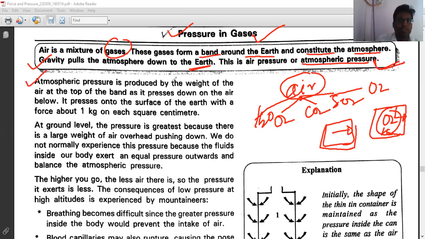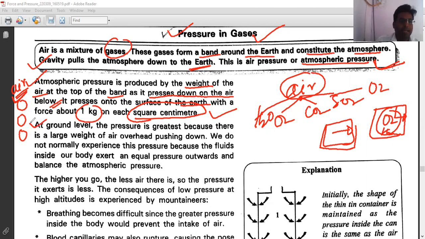So now look at the next point. Atmospheric pressure is produced by the weight of the air at the top of the band as it presses down on the air below, right? So the pressure exerted by the air is due to the upper molecules of the air, right? So it will exert pressure downward, right? Now the next point: it presses on the surface of the earth with a force of about 1 kg on each square centimeter. So this much pressure is exerted per square centimeter, right?